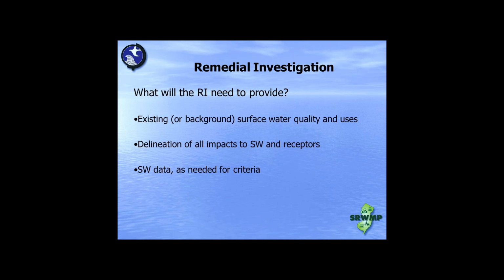Existing uses that need to be considered or included in your RI include the natural biota of the surface water body, as well as any human uses for water supply or recreation. Some surface water impacts may extend beyond the site boundary and site controls, and where this happens, the investigator will need to comply with the off-site notification requirements identified in the ARCS rule.